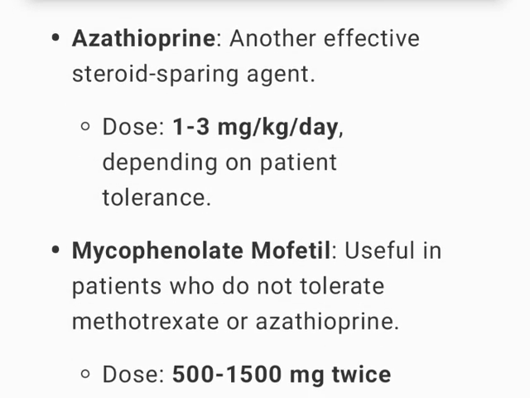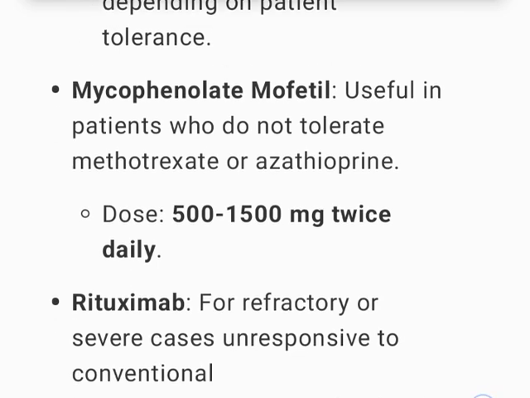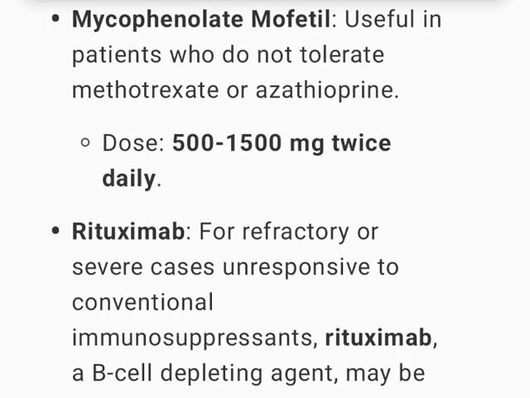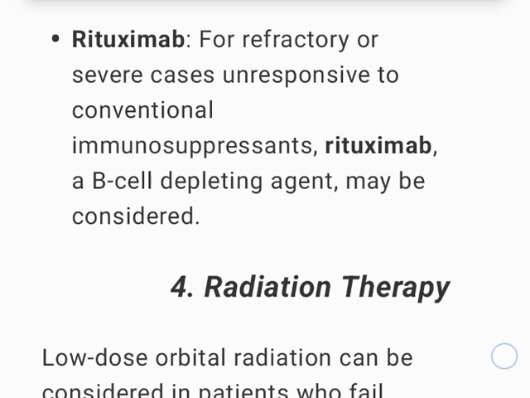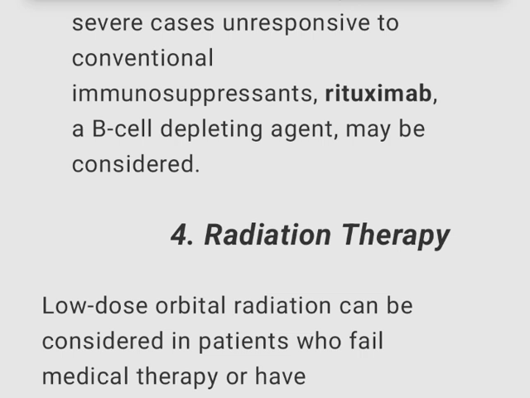Azathioprine, another effective steroid-sparing agent. Dose 1 to 3 milligrams per kilogram per day, depending on patient tolerance. Mycophenolate mofetil, useful in patients who do not tolerate methotrexate or azathioprine. Dose 500 to 1500 milligrams twice daily. Rituximab, for refractory or severe cases unresponsive to conventional immunosuppressants. Rituximab, a B-cell depleting agent, may be considered.